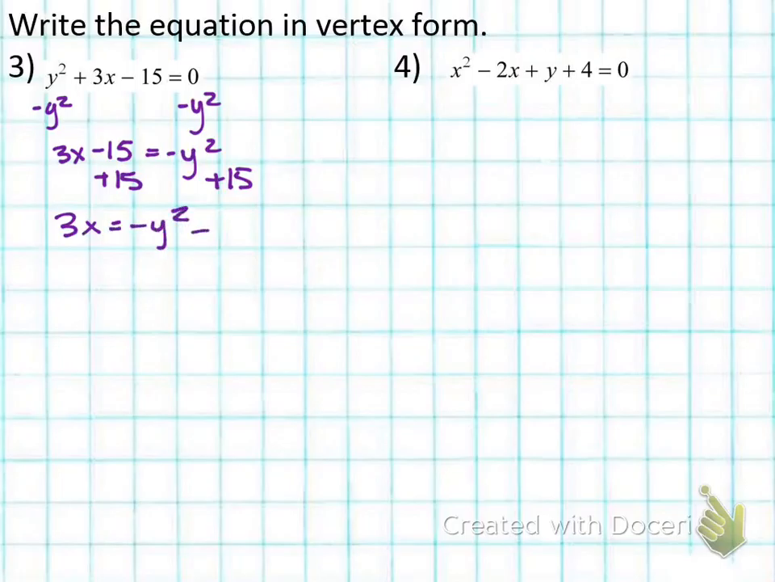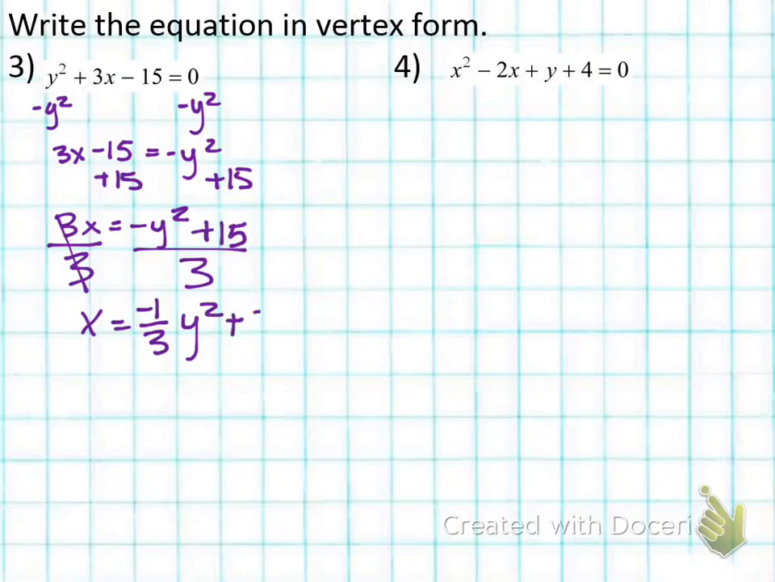So 3x equals negative y squared plus 15. I divide by 3 to get x by itself. That gives me x equals negative 1/3 y squared plus 15 divided by 3, which is 5.